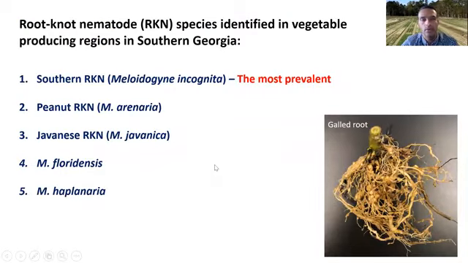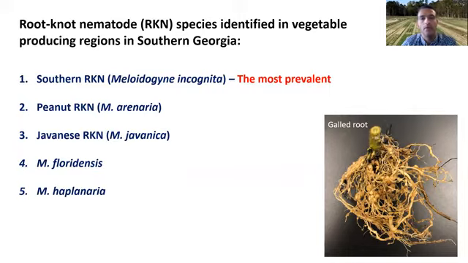As you might know, root knot nematode has different species. That's why we conducted a molecular test to see what species of root knot nematode are present in vegetable production systems. Based on our data, the southern root knot nematode, Meloidogyne incognita, was the most prevalent species identified. Following that, the peanut root knot nematode, Meloidogyne arenaria, and the Javanese root knot nematode, Meloidogyne javanica, had the greatest incidence. These three species are commonly present in vegetable production systems, not only in Georgia, but also in other states as well.